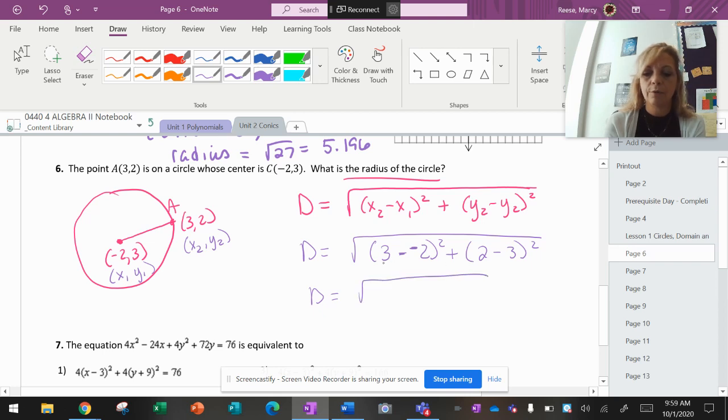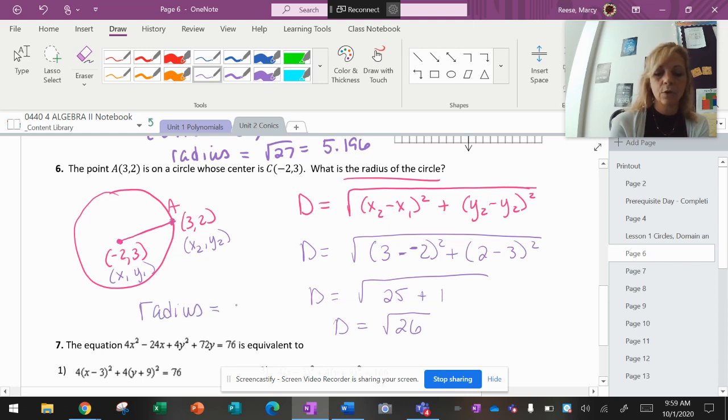Okay, so 3 plus 2, we decided, right? 2 negatives make a positive. 3 plus 2 is 5 squared is 25. 2 minus 3 is -1. -1 squared, and -1 times -1 is just 1. So this is one of those wacky numbers. It's not a perfect square, but we just found the distance, right? Here is your distance. So the radius for this circle is the square root of 26.